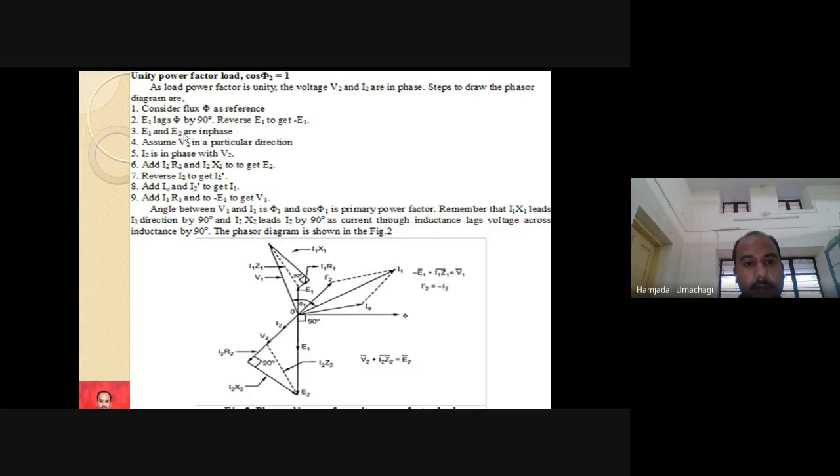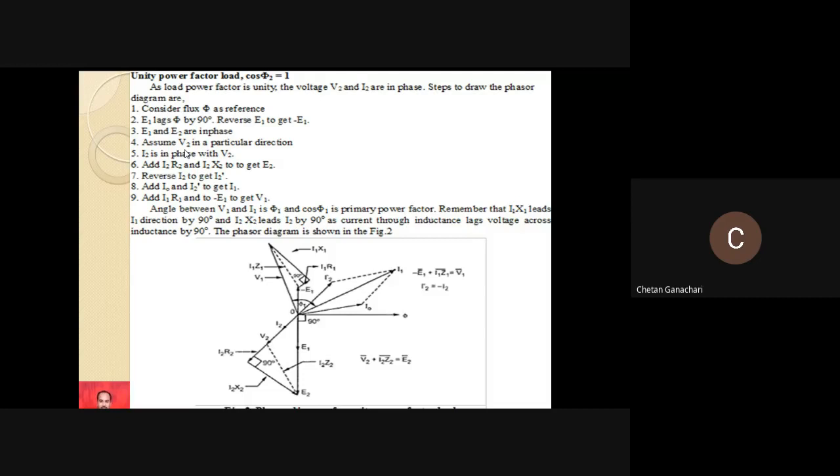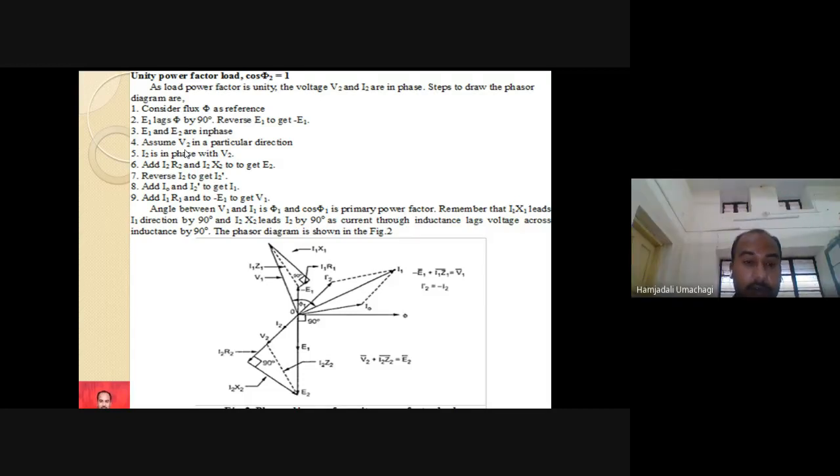Yes, sir. Coming to step number 4: assume V2 in a particular direction. What is this V2? Why are we taking V2 now? Because we are connecting loads. We are connecting load on the secondary side, but what is that V2 going to indicate? V2 is nothing but the voltage that is available across the load. So now assume V2 in a particular direction.